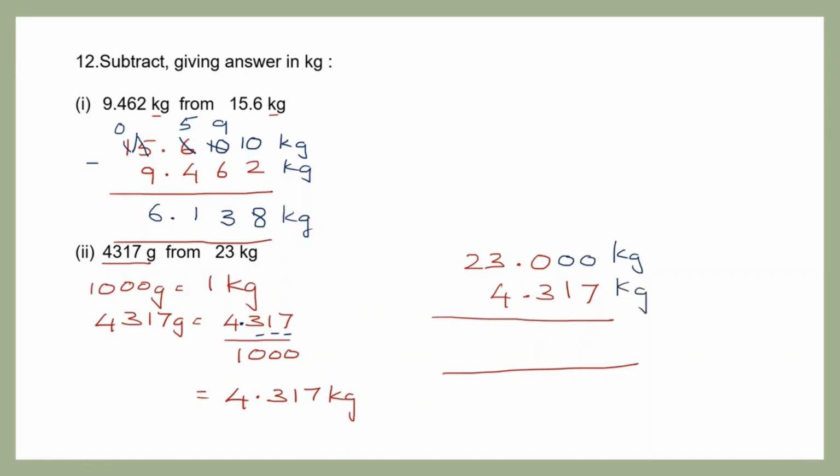Let's start our subtraction. 0 minus 7. No. Borrow, borrow all the way from 3. Which becomes 2, 10, 9, 10, 9 and 10. 10 minus 7 is 3. 9 minus 1 is 8. 9 minus 3 is 6. Decimal point. 2 minus 4 I cannot do, so I'm going to borrow. 12 minus 4 is 8. And I bring down 1. Now I need to write the unit, kilogram. So my answer is 18.683 kilograms.